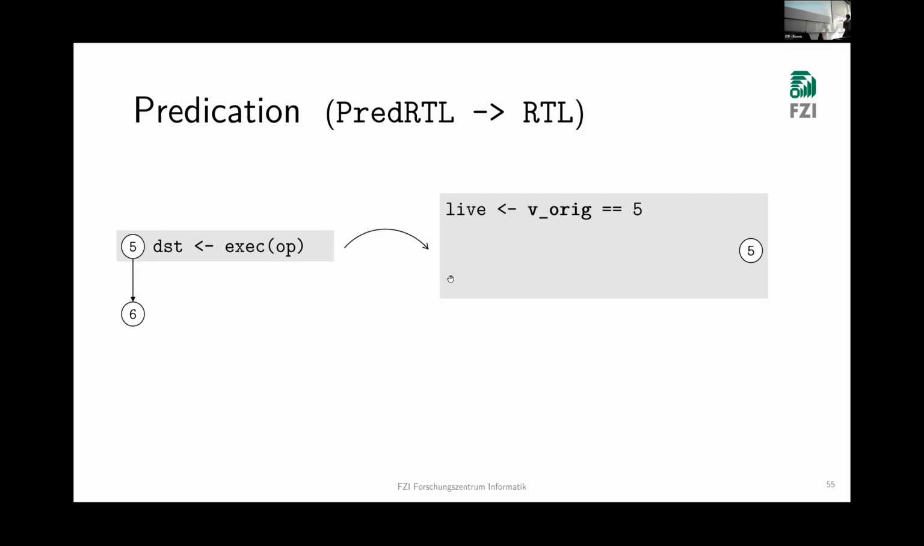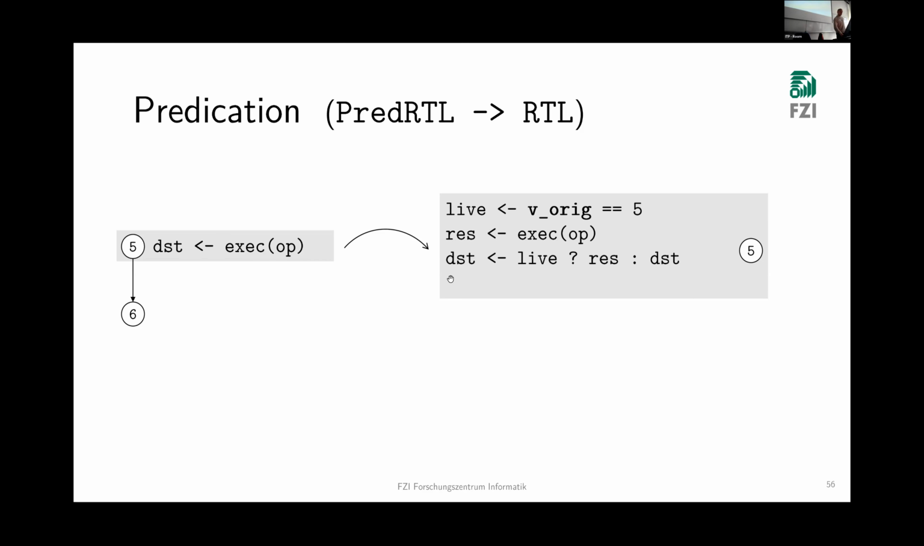And for this, we have this VORIC register, which we introduce. So the VORIC register contains this VORIC position. But instead of storing it in the pred RTL state, we now store it in a register. And we check, okay, if VORIC is 5, then the current state is live. If not, we are on a detour.